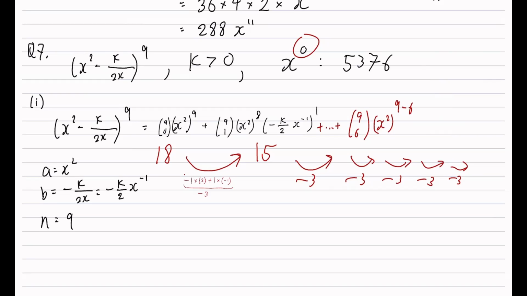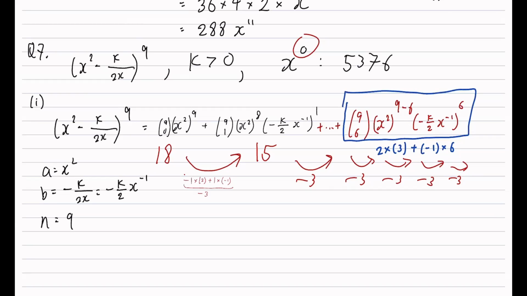Then after that, you take the negative k over 2 times x power negative 1 raised to the power of 6. Let's just double check if the power is correct. So 2 times 9 minus 6 is 3 plus negative 1 times 6. Does that give me a 0? Yes, right. 2 times 3 is 6, then minus 6. Okay, so that means this is our constant already. Then we can try to simplify this fellow.